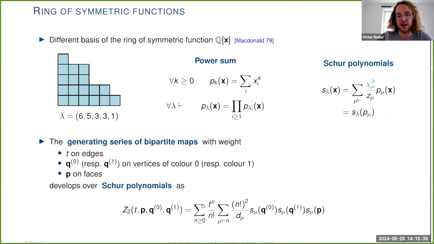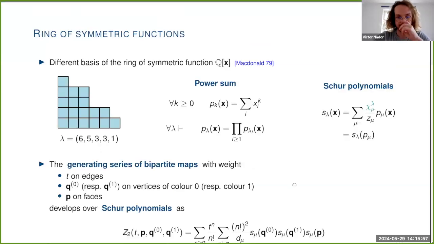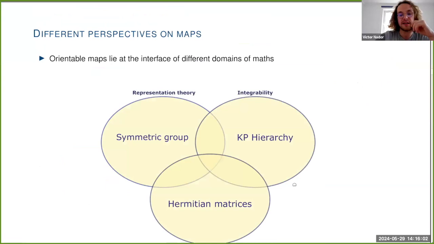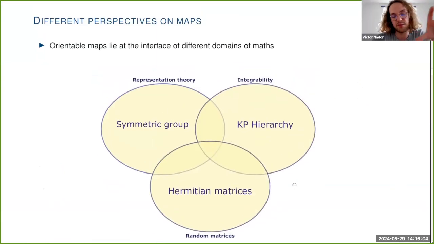So essentially, you have a sum of some numerical prefactor, a sum over partitions of a given size, and then you have three times the Schur function, for each set of variables. So for the two sets of vertices and for the faces, evaluated on the same partition. And so this hints at the integrable structure that lies behind map models. So you can really see this type of map from different perspectives.